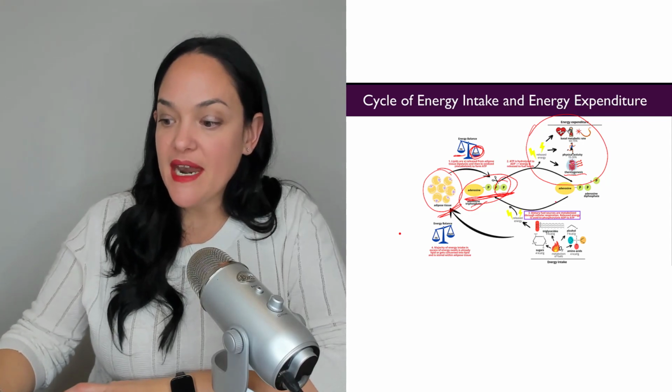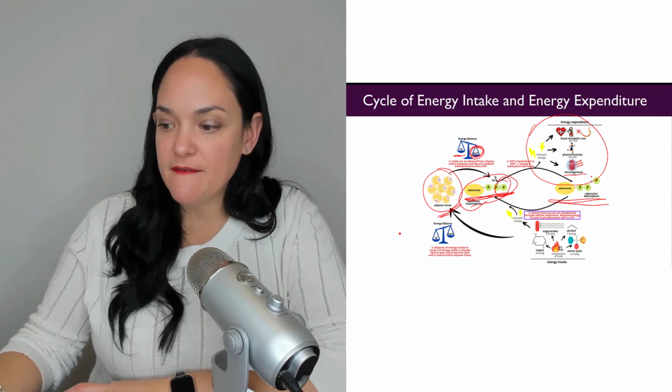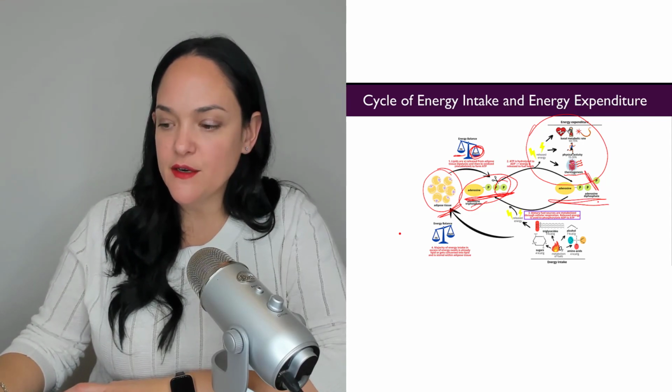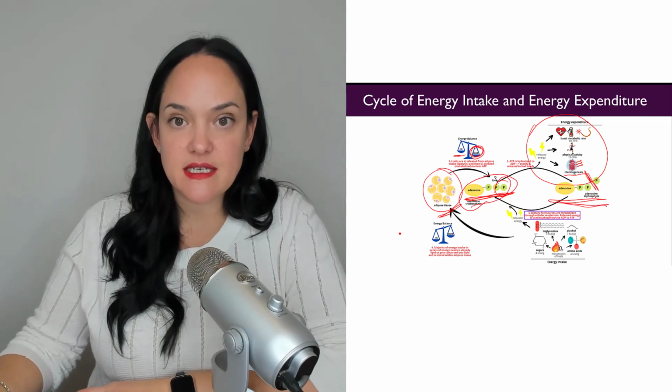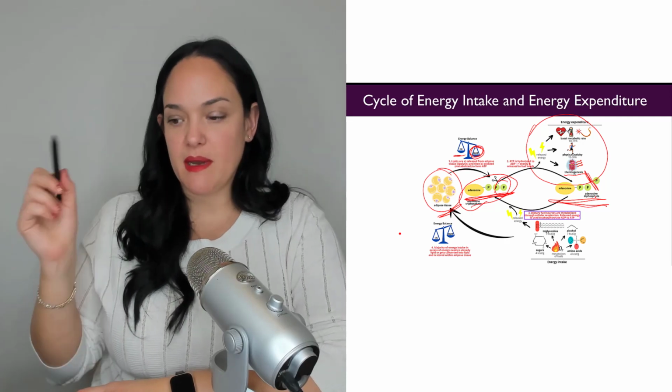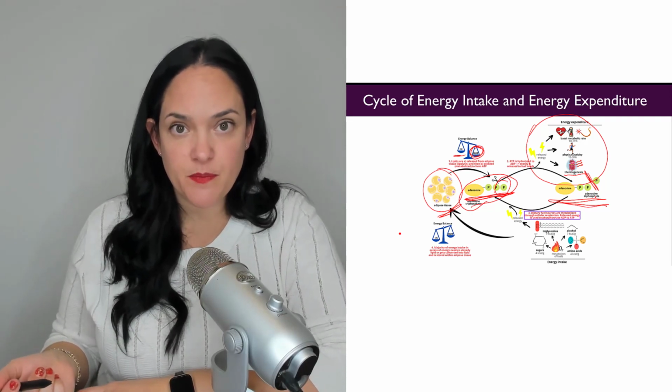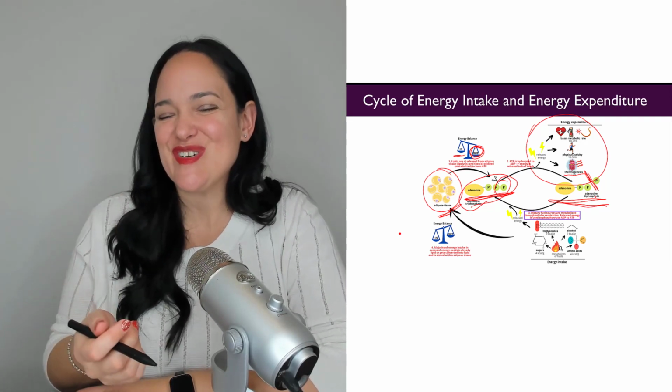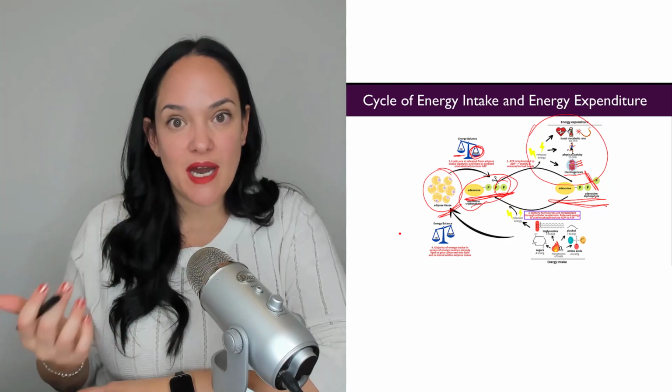Okay, but then I'm left with adenosine diphosphate. I broke that second high energy bond. I'm left with adenosine diphosphate. And if I want to keep fueling the needs of my body, I need to keep replenishing it, right? Because ATP is the energy currency of the body. Okay, so how do I do that?